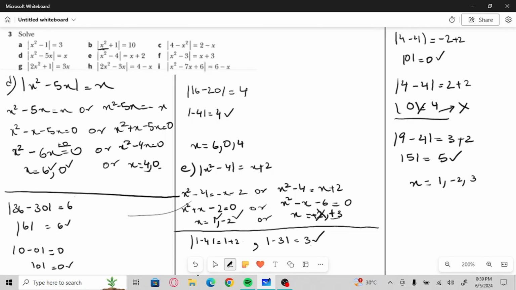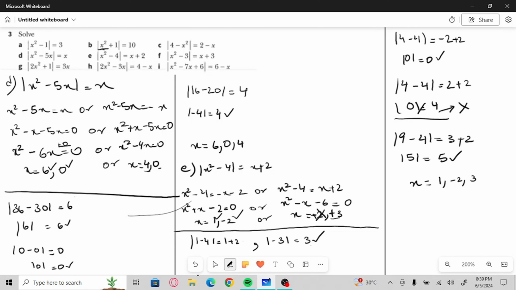Again, input these values into the calculator. For this case, we have x equals 3 and -2. For that case, we have x equals -1 and x equals 0. So again, input these values and check if they are correct.